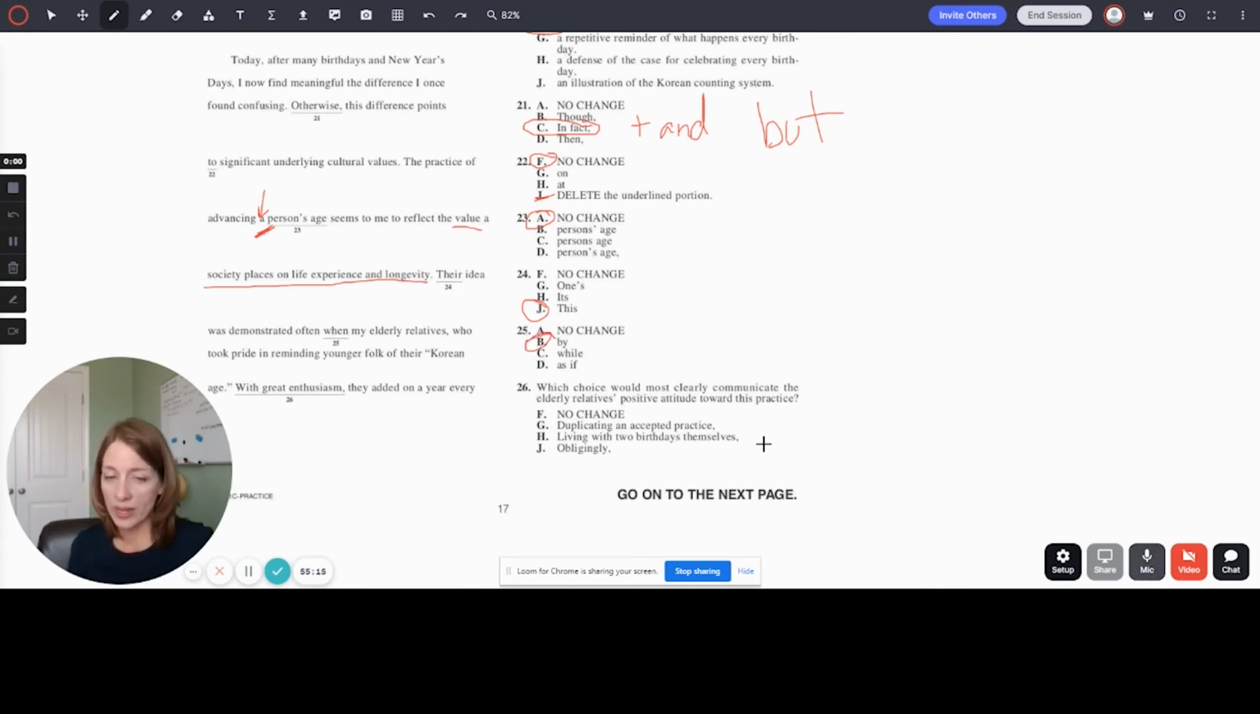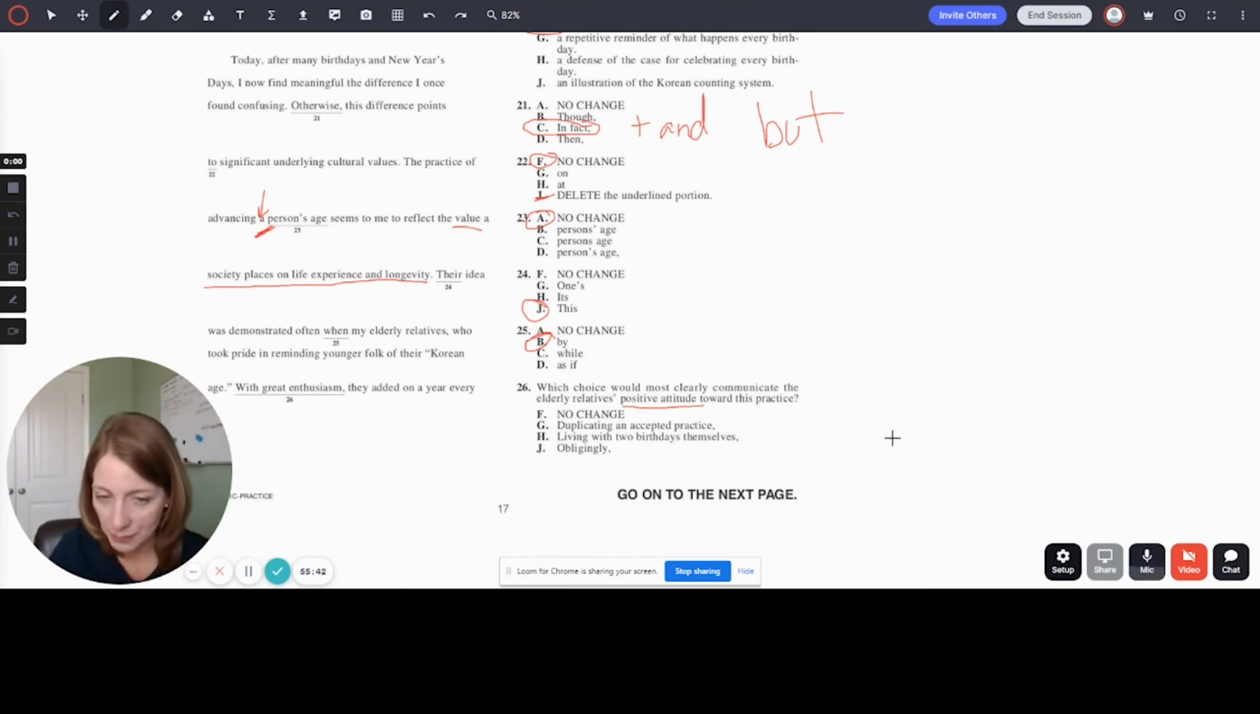Which choice would most clearly communicate the elderly relative's positive attitude toward this practice? Okay. With great enthusiasm, so that shows me it's a positive attitude.